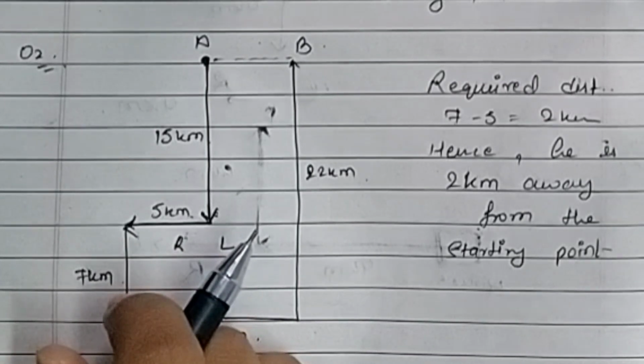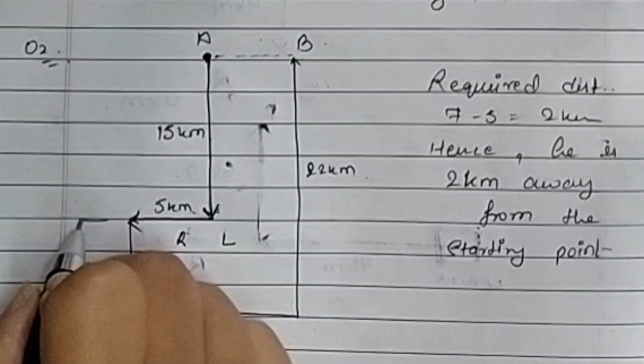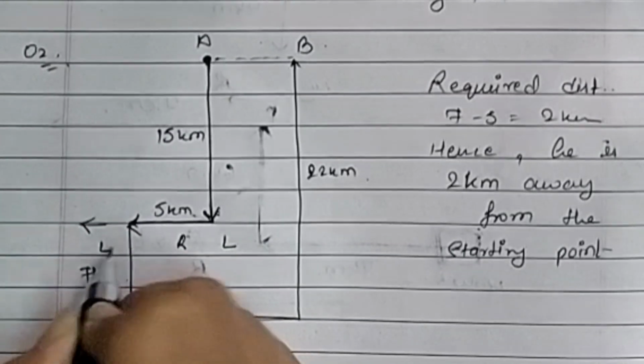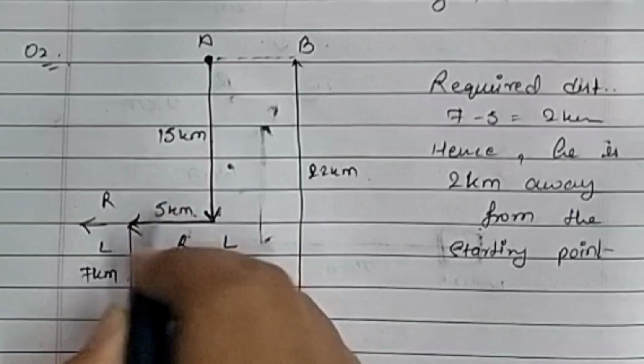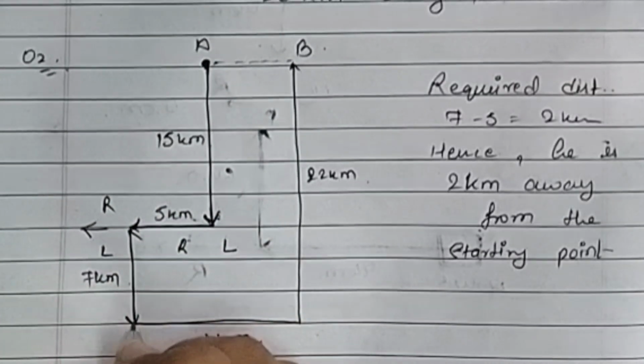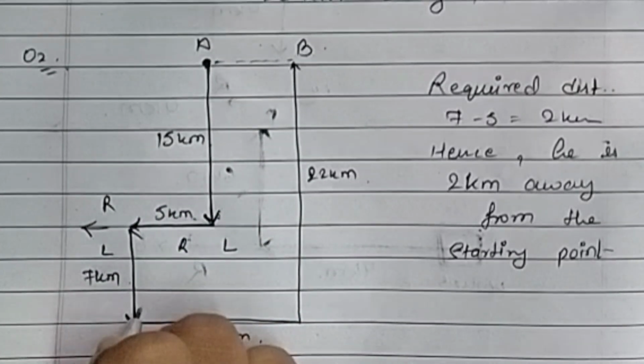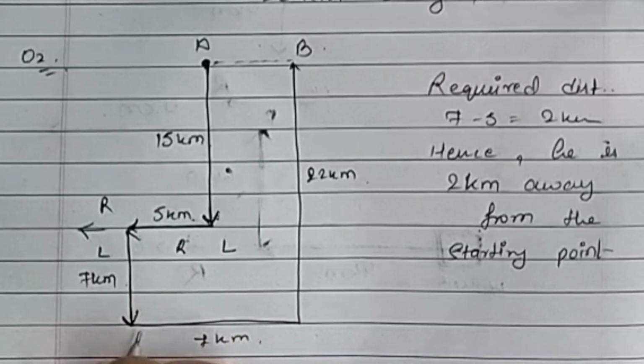Now he then travels 7 kilometers to the left. So by facing west direction, left is like this and right is like this. So he has covered 7 kilometers in the left direction. Now eventually goes 22 kilometers towards left.